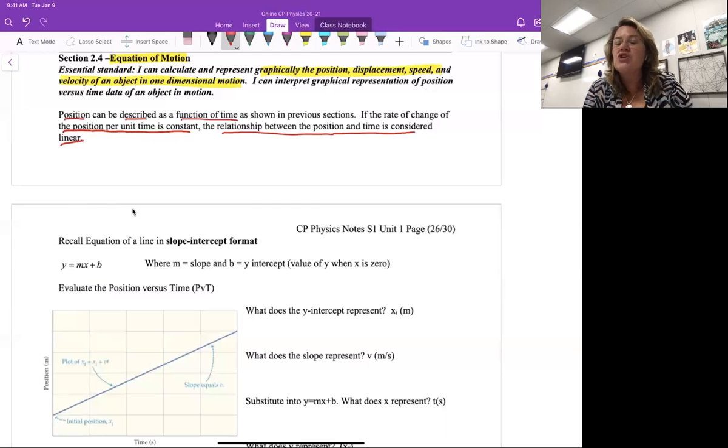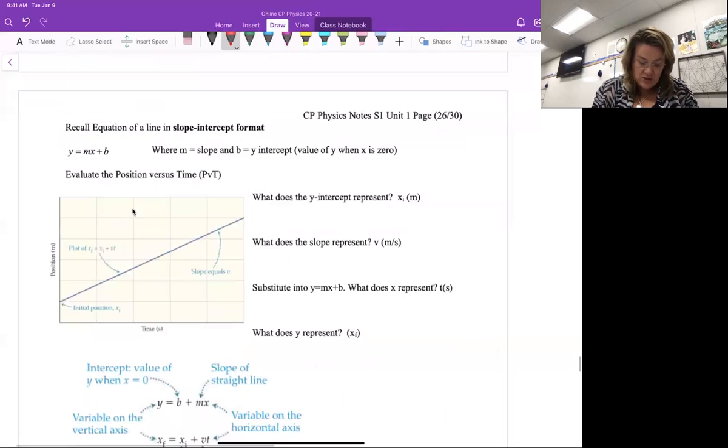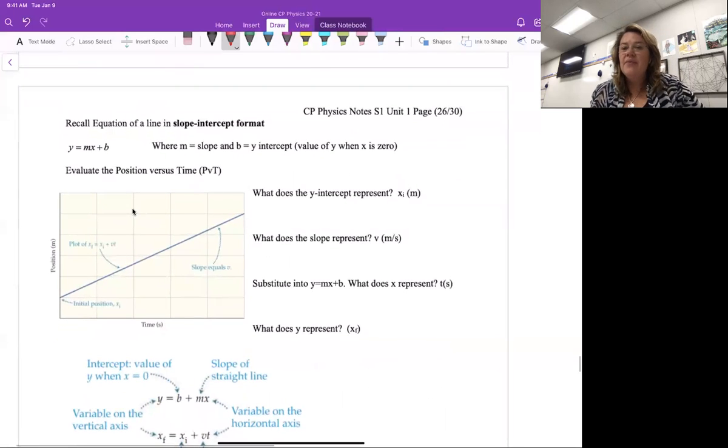If the rate of change per unit time is constant, then I have a line. It's linear, and that's what I have shown on this graph. That is a linear relationship. The rate of change of the position versus time is constant. No matter where I calculate the slope, I'm going to get the same value.